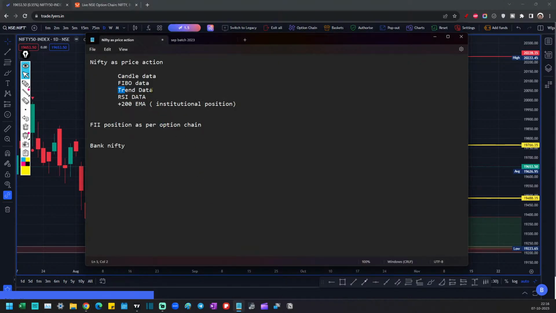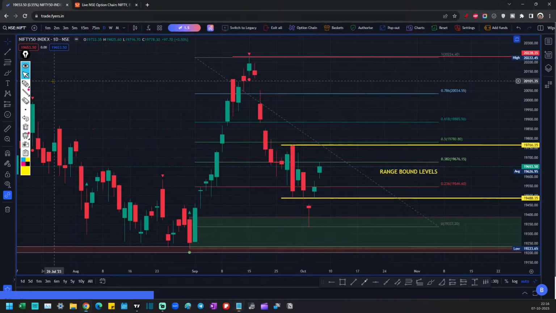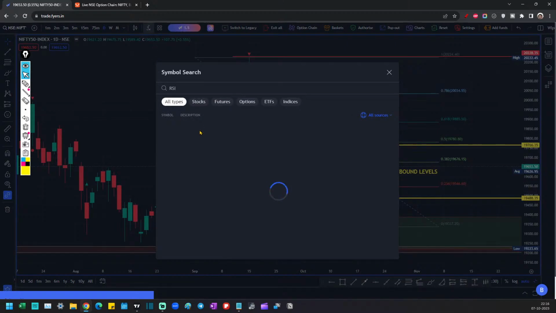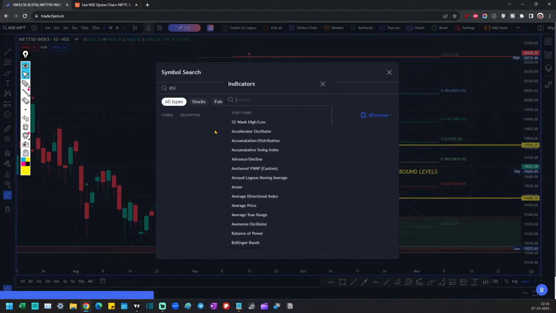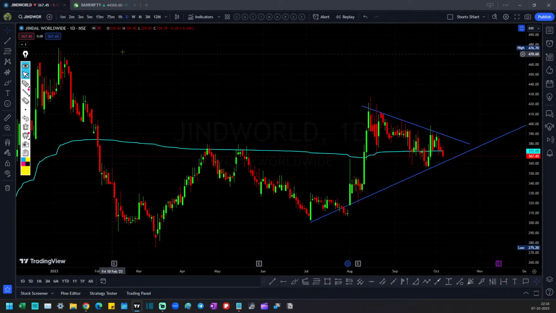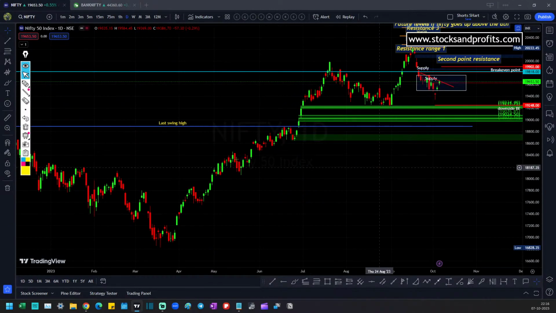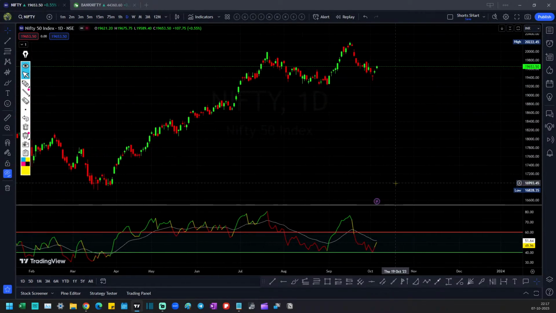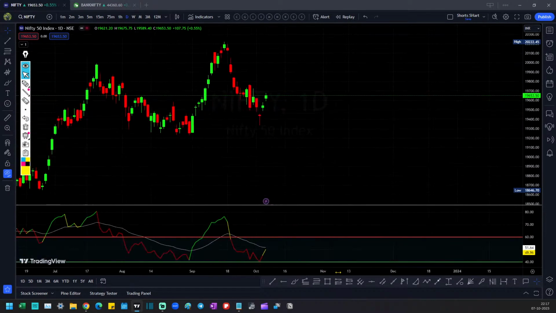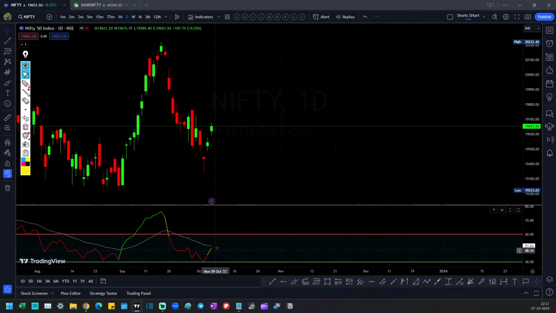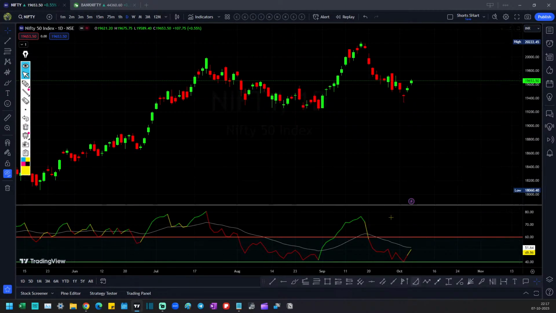Now that we have seen trend, Fibo, candle, we are going to see the RSI data. Let me take the RSI. Nifty daily time frame, and if I go over and check the RSI, we are sitting very close to this 40 and 50 levels. So these are levels where we are not seeing any sort of direction, and RSI is still sitting bearish.